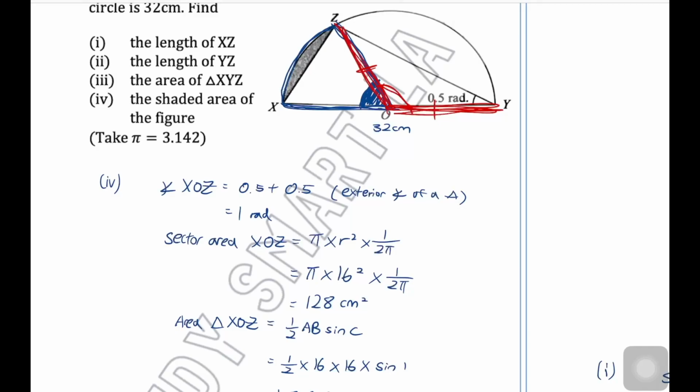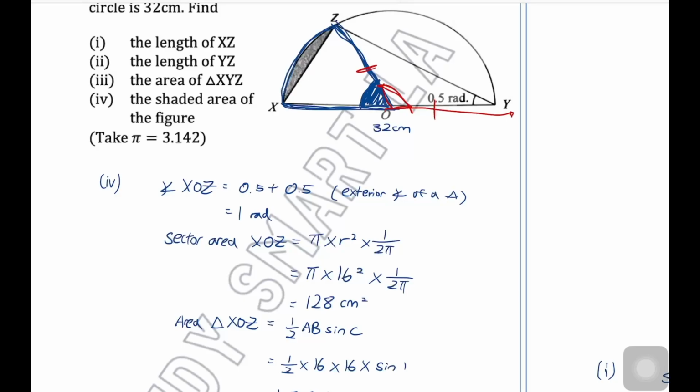Why? Because this is always the center of the circle, right? So wherever you have a length stretching from the center of the circle to the circumference, that will be your radius. So this is radius, this is radius. That gives you a very nice isosceles triangle over here, OYZ.